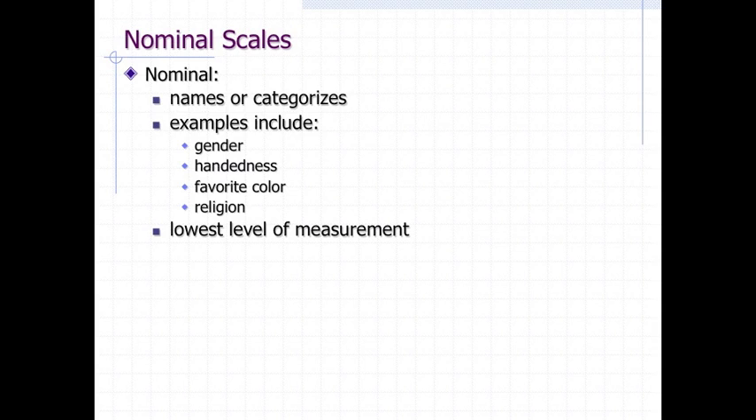When measuring using a nominal scale, one simply names or categorizes responses. Gender, handedness, favorite color, and religion are examples of variables measured on a nominal scale. The essential point about nominal scales is that they do not imply any ordering among the responses. For example, when classifying people according to their favorite color, there is no sense in which green is placed ahead of blue. Responses are merely categorized. Nominal scales embody the lowest level of measurement.